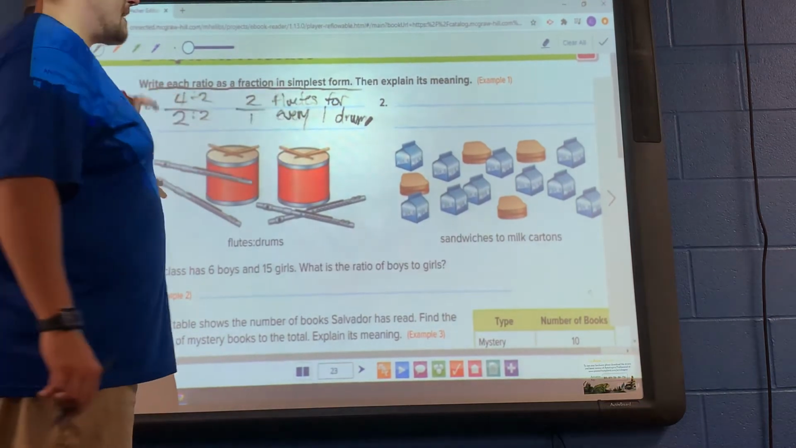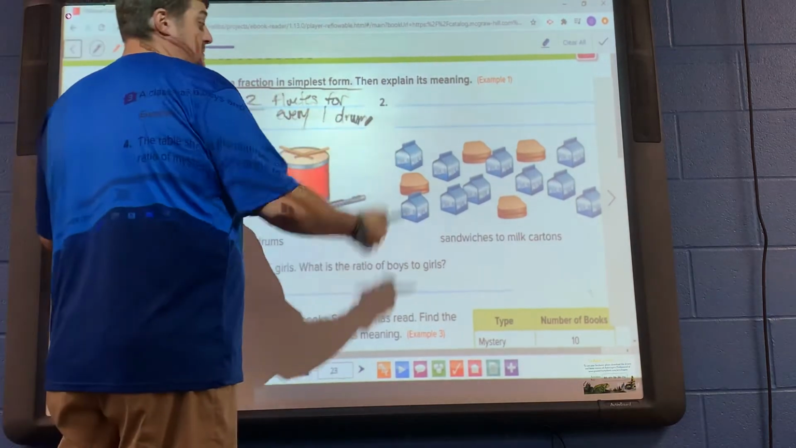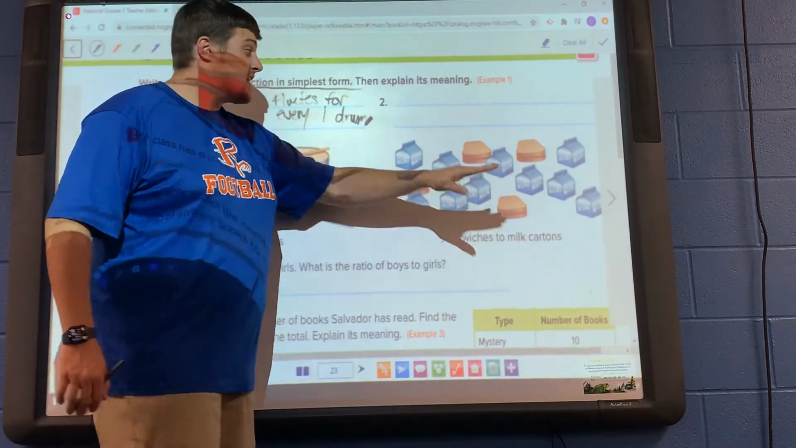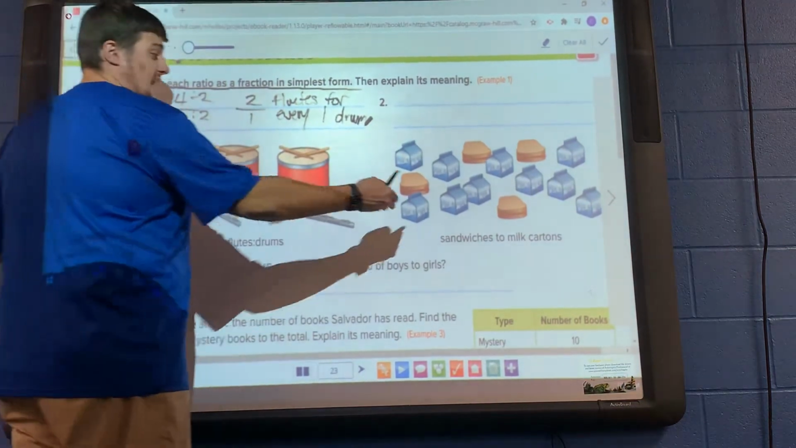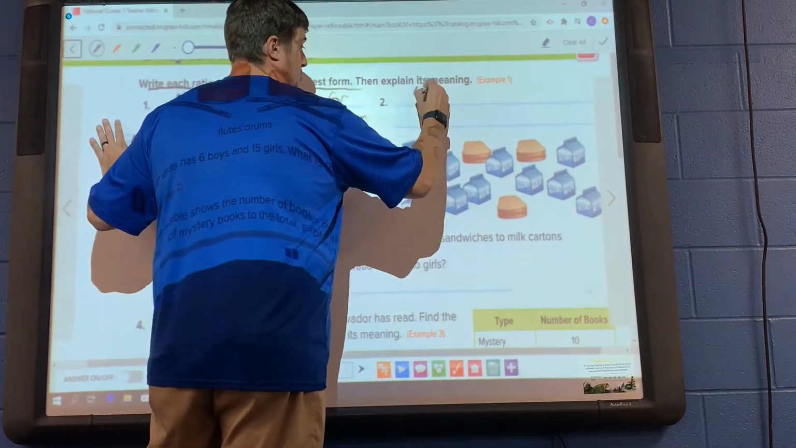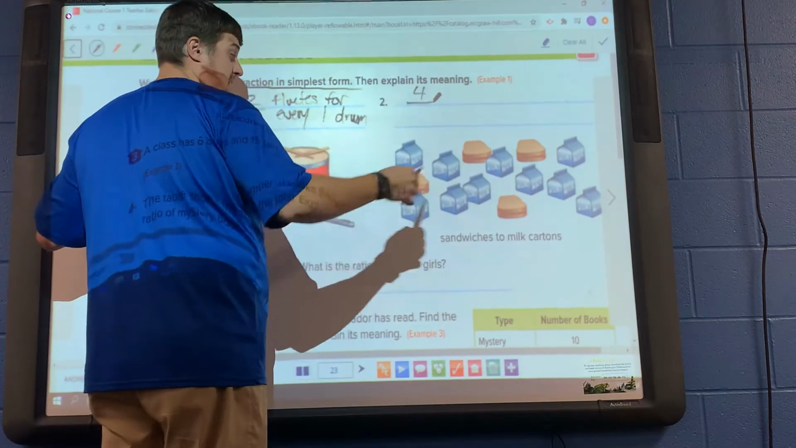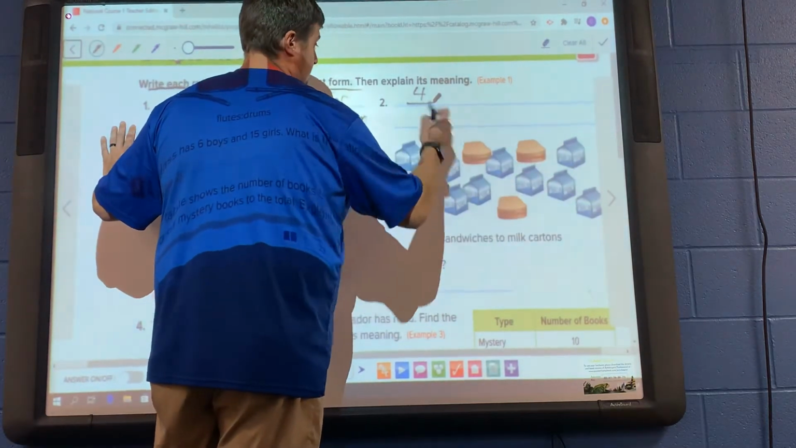Okay, let's do number 2. Same thing. So we're doing fraction in simplest form, and then explaining the meaning. So we have sandwiches to milk cartons. You have to look at this part first, because if you do milk cartons first, it's going to be wrong. It's got to be the sandwiches first. So sandwiches go first. So we have 4. So 4 goes in the numerator. Now we go with the milk cartons, that goes in our denominator at the bottom. So 1, 2, 3, 4, 5, 6, 7, 8, 9, 10.